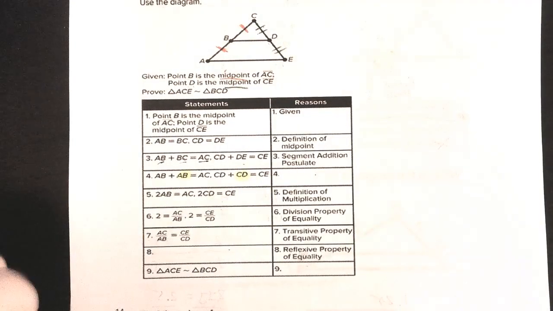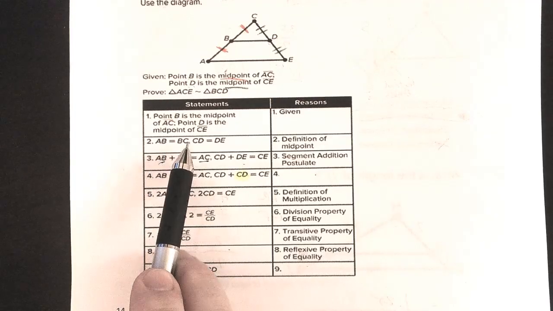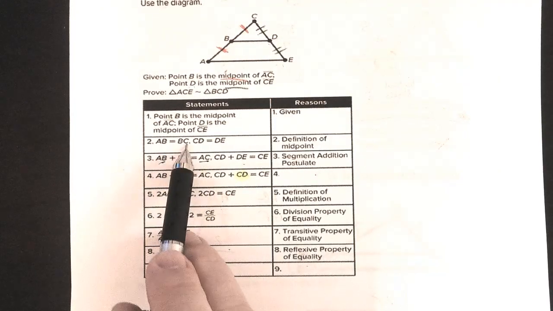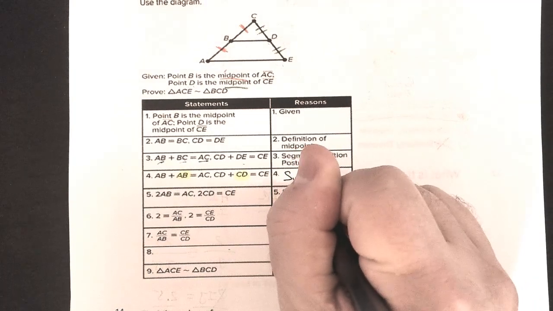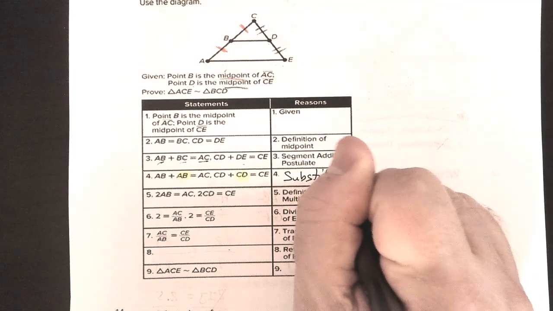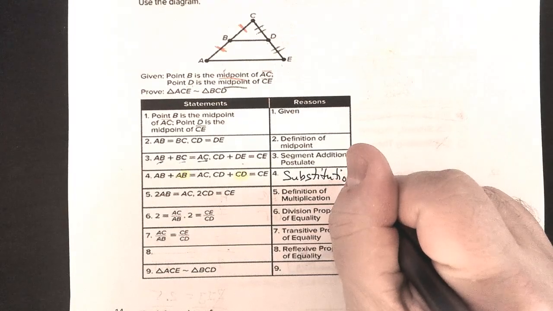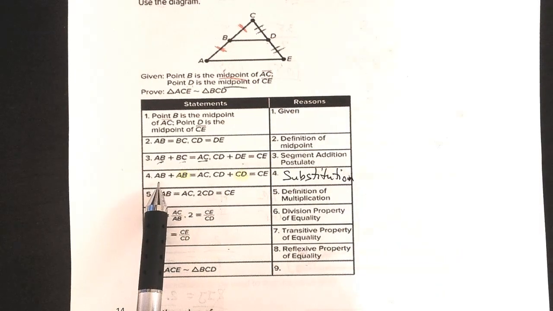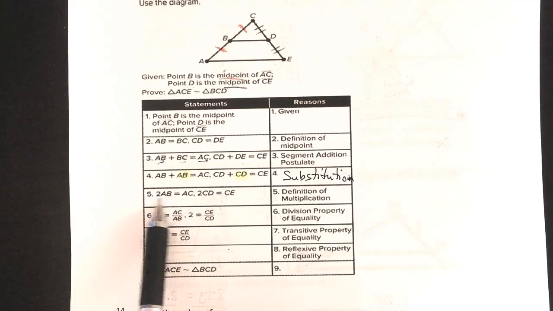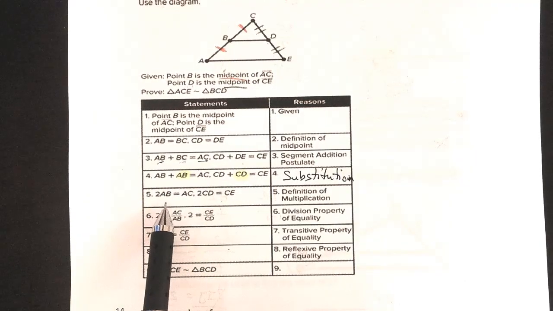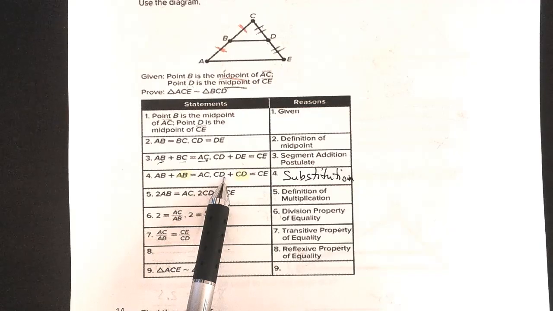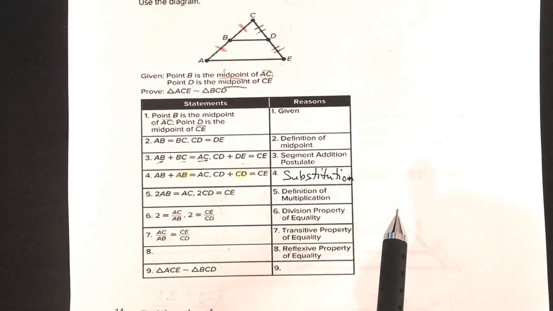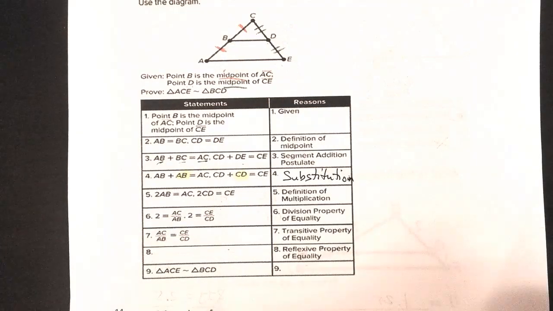Well, we know that AB equals BC, so we can interchange, or we can substitute, because we know that. That's called the substitution property, so here we're going to write substitution. So we substitute it out. All right, the next line. AB plus AB is the same as if we multiplied and made it 2AB. Same thing here. CD plus CD is the same as 2CD, and that's the definition of multiplication.